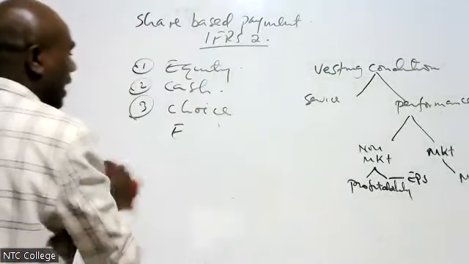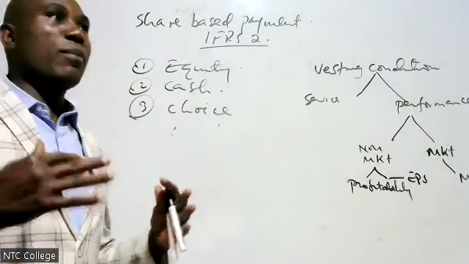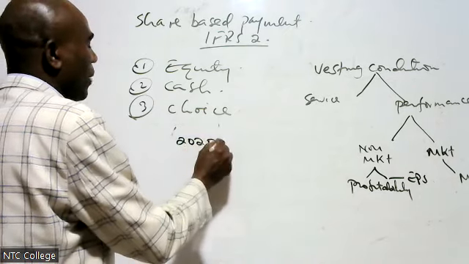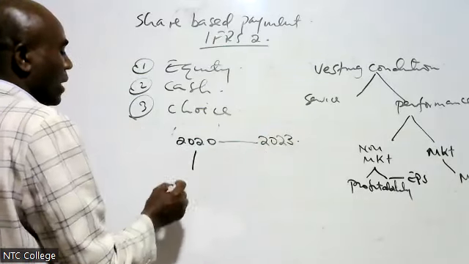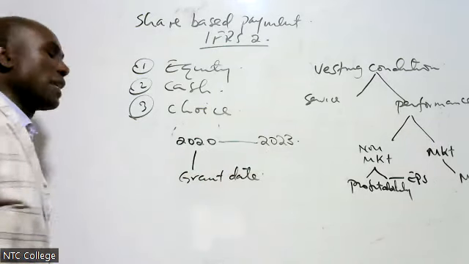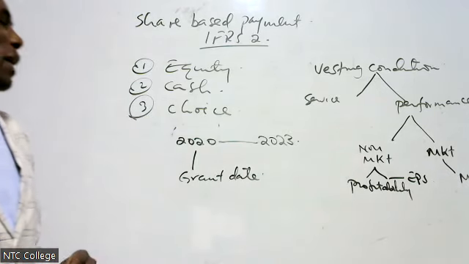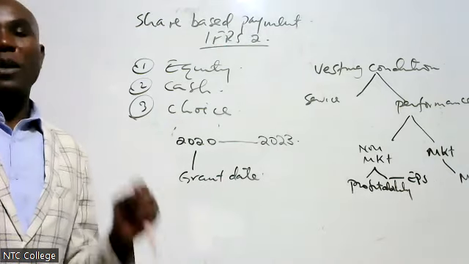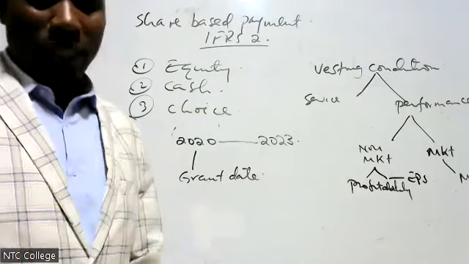And we also mentioned that the day when the counterparty is promised these shares, for example, I'm promising you shares from 1st January 2020 to 2023, this January 1st, 2020, we call it the grant date. The grant date is the date when the entity and the counterparty enter into agreement. We call it the grant date.